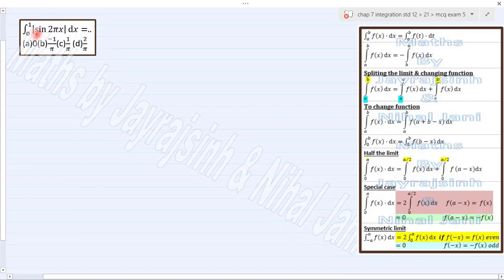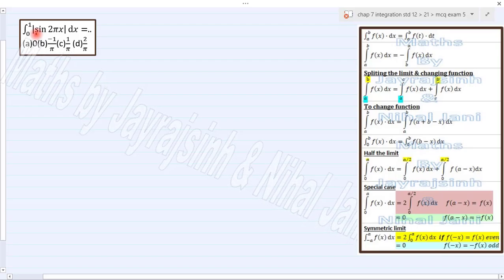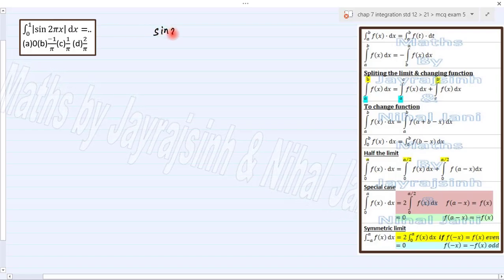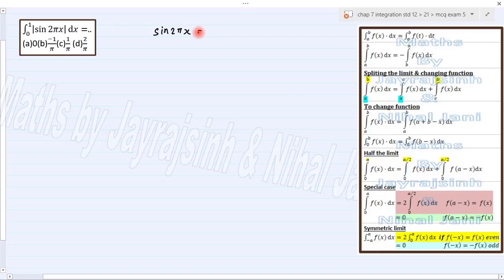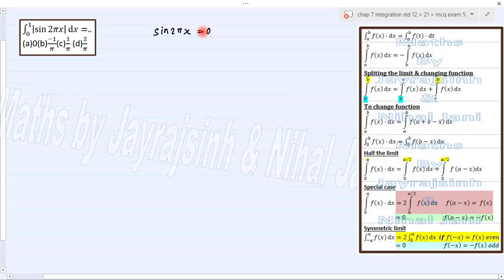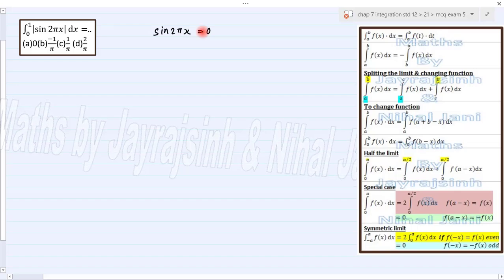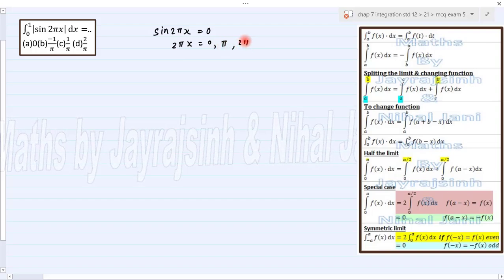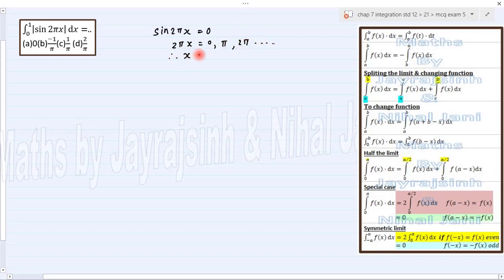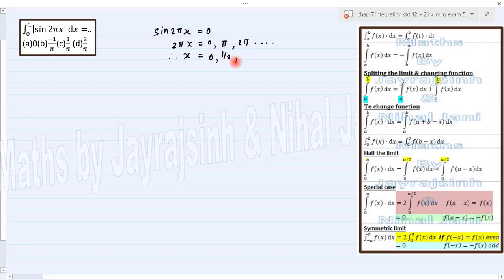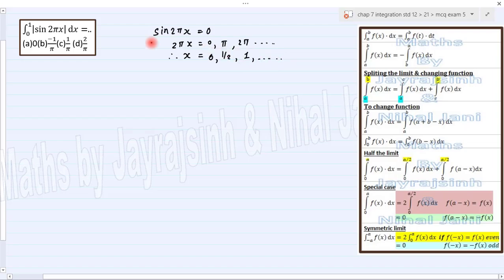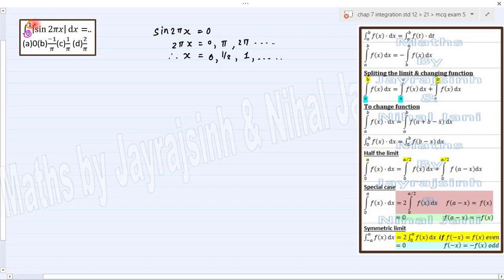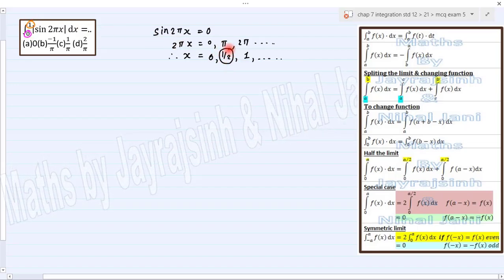In this question, you have to integrate mod sine 2 pi x from 0 to 1. Here, within the mod, we have sine 2 pi x. Let's check the changing point of the function by taking the function equal to 0. Your sine will be 0 at 0, pi, 2 pi and so on. So we will get x is equal to 0, 1 by 2, 1, and so on. But our changing point should belong to 0 to 1. We can accept 1 by 2 as a changing point.